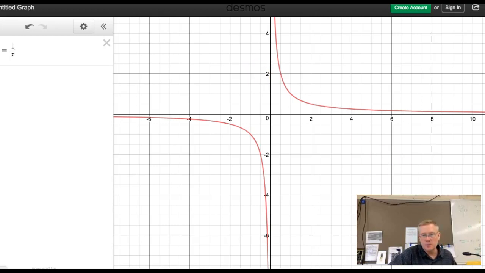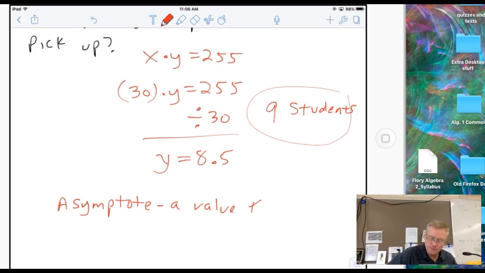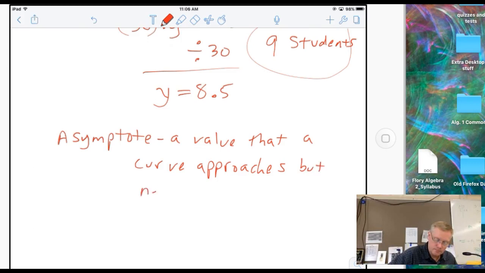Okay, so if I go back over here for a moment, and I just write down, an asymptote is a value that a curve approaches but never reaches. And that was the name of that shape that we just saw, the hyperbola.